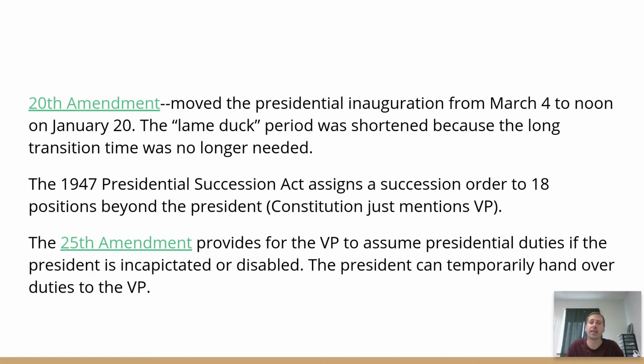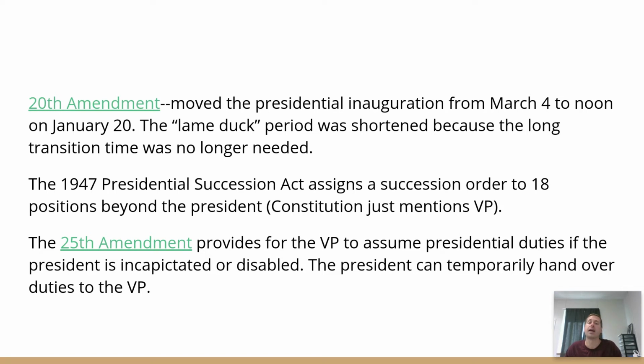The 20th Amendment also says that Congress can set up a line of succession. What happens if the president and vice president both die? Well, the Constitution says if the president dies, the vice president takes over. Okay. Well, what happens now? What happens with the vice president's spot? If the vice president becomes president, who fills that spot? Well, we have answers now.